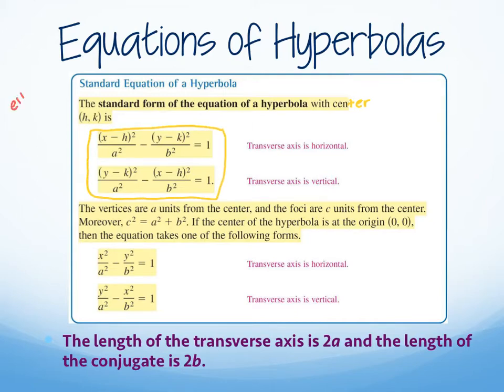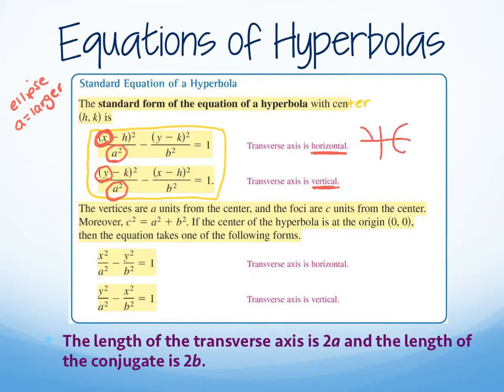With an ellipse, we identify if it's horizontal or vertical based on a being the larger number. If that larger number is underneath the x, it's horizontal. If the larger number is under the y, it's vertical. This time, a doesn't have to be larger, but a always comes first. So whatever is first, that denominator is your a, and the variable above it determines if it's horizontal or vertical. Because this is starting with the x squared, this is a horizontal. Because this is starting with the y squared, this is vertical.